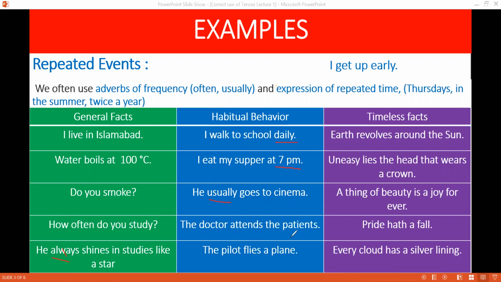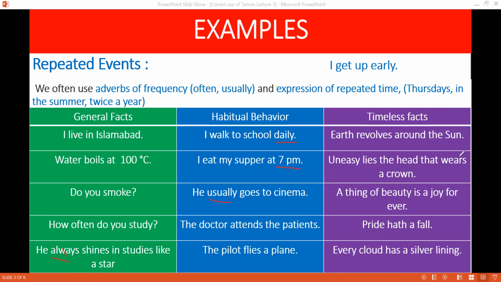The doctor attends the patient. The pilot flies a plane. These are the habitual behavior of persons which we can use in present simple. These are the timeless facts. They have nothing to do with the time. They remain the same ever and ever.